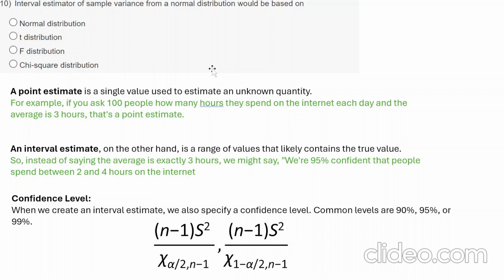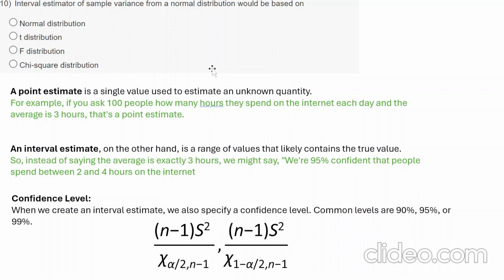For that, we have seen so far what point estimators are. For example, if we want to ask something like, on average, how much time a person spends on a phone.